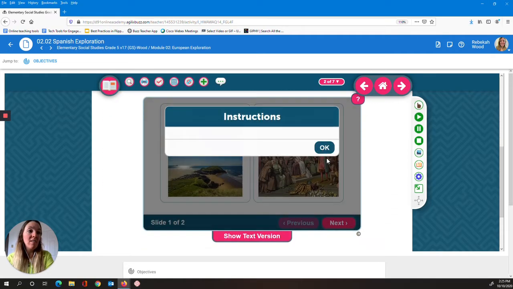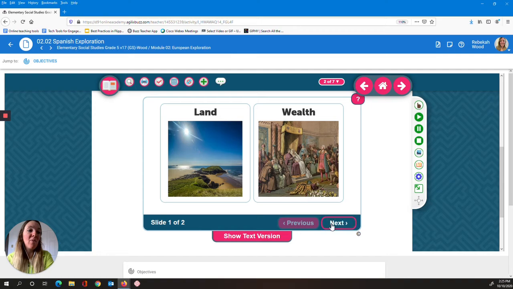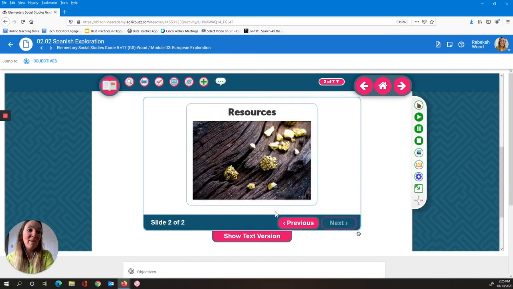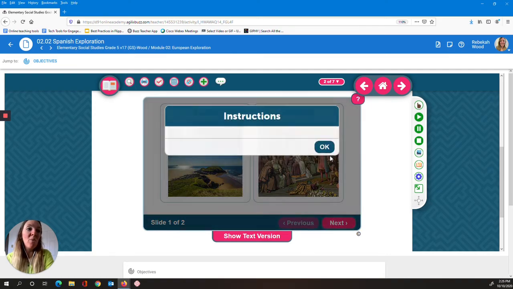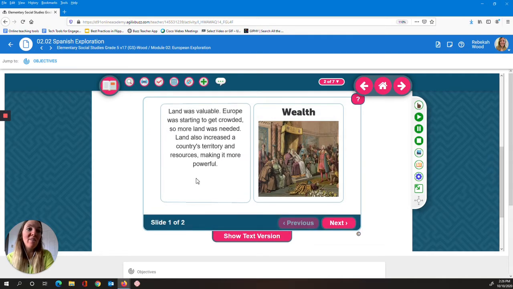So here is a little activity that talks about the three main reasons that these Spanish explorers wanted to come. One being land. They wanted new land. Europe was getting crowded, and they said, let's go find more land that can help us gain wealth and power. And so if you click on those cards, you can read a little bit more about it.